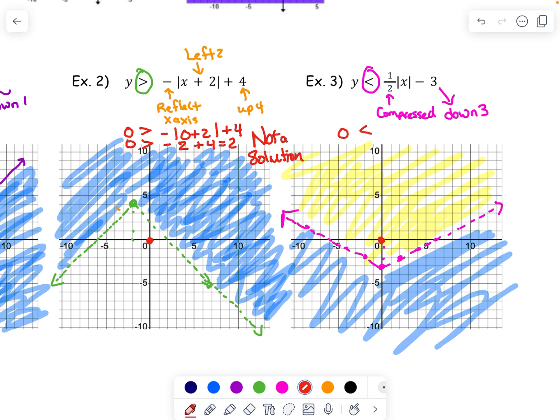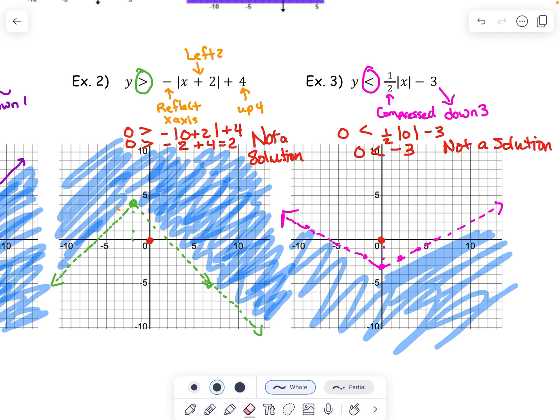Is 0 less than half of the absolute value of 0 minus 3? So this says, is 0 less than negative 3? No. This is not a solution. So if the red is not a solution and it's in the yellow area, who are we going to keep? You said it. We're keeping that blue, okay?